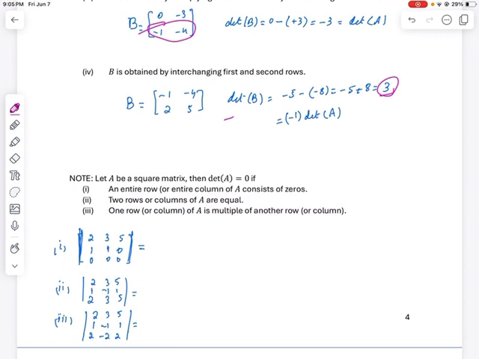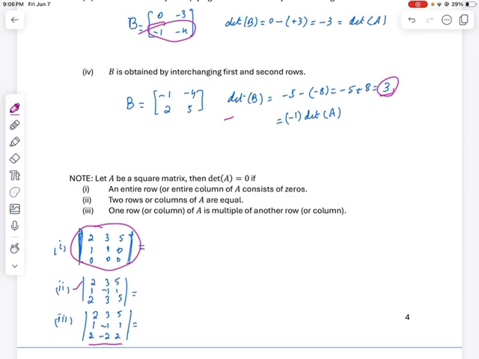Last thing, let A be a square matrix, then the determinant of A is 0 if an entire row or entire column of A consists of zeros. So you can check this example. If you expand, you will see that you end up getting a 0. Or if 2 rows or columns of A are equal. So here I have another example, 2, 3, 5, 1, negative 1, 2, 3, 5. If we expand, you will see that you end up getting a 0. And then the third thing, one row or column of A is a multiple of another row. So here I have the third row is a multiple of the second row. So the answer will be 0.